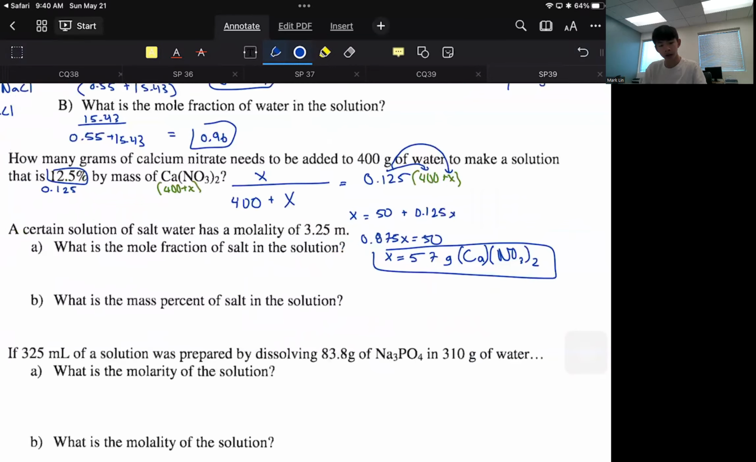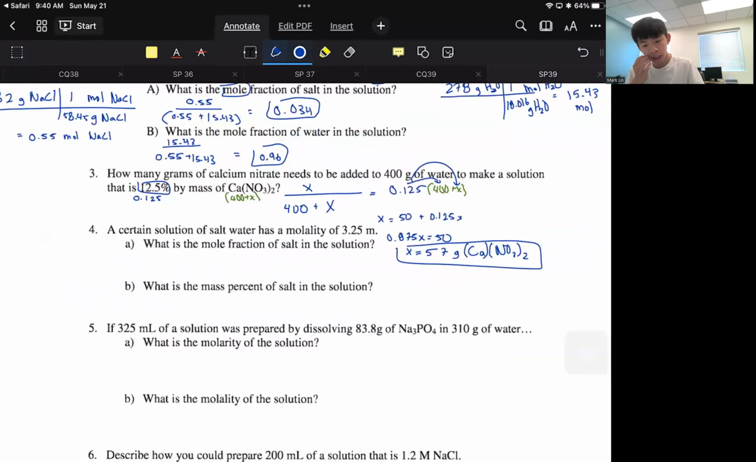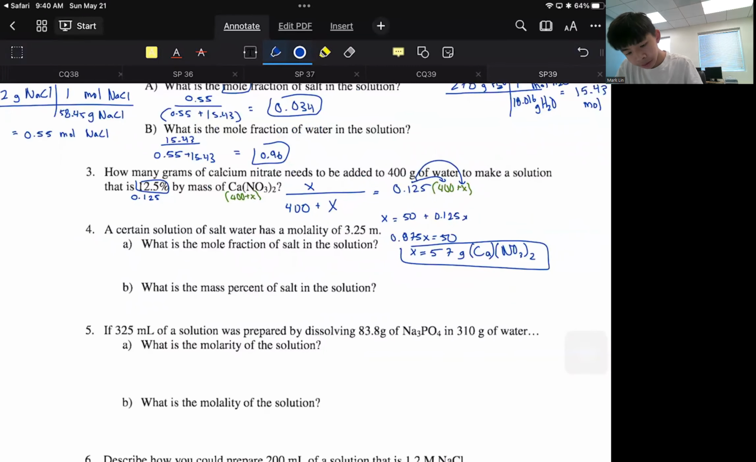Sweet. All right. Number 4, we actually skipped that one, because the directions say to skip number 4.